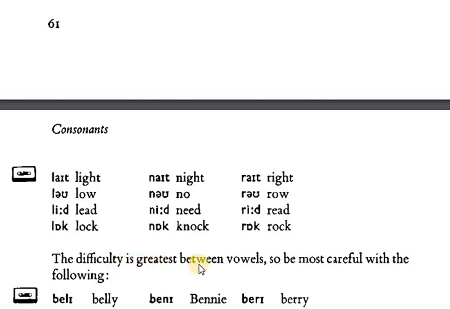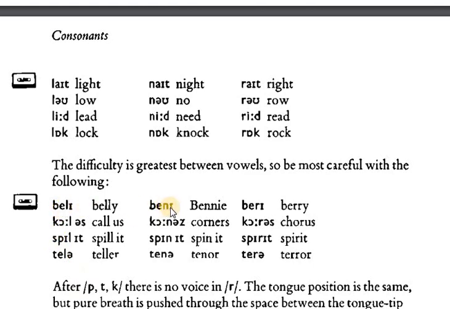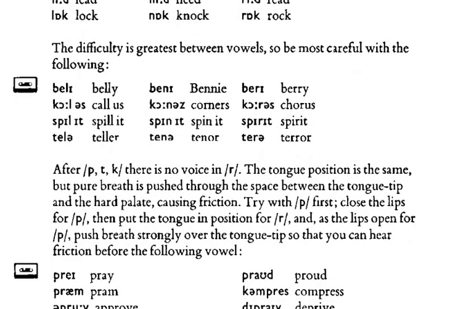Now, the difficulty is great between vowels, so we must be careful with the following. الصعوبة قد تكون أكبر بين الأصوات العلة، فالمفروض ننتبه. Pelly, penny, perry. Pelly, bunny, berry. Chorus, chorus, chorus. Spilt it, spin it, spirit. Teller, tenor, and tara. All of these are examples to show the difference between la, na, and ra. Now what else? After PTK, again, there is no voice in ra.